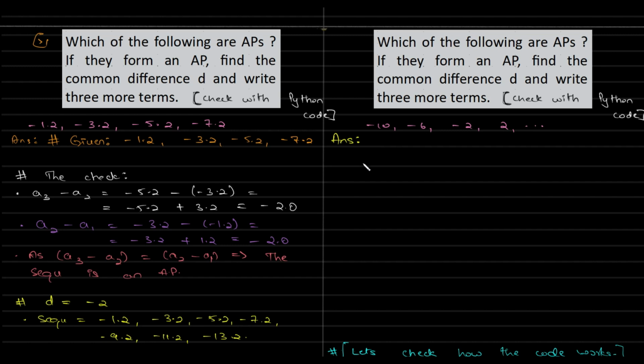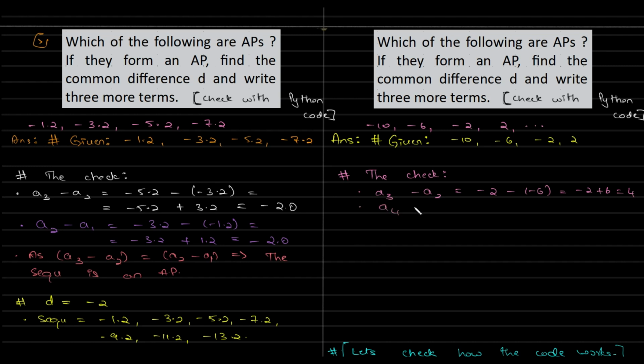Now we have given minus 10, minus 6, minus 2, and 2. So let's check if it's an AP or not. The check. So A3 minus A2 is minus 2 minus of minus 6. Minus 2 plus 6. So this is 4.